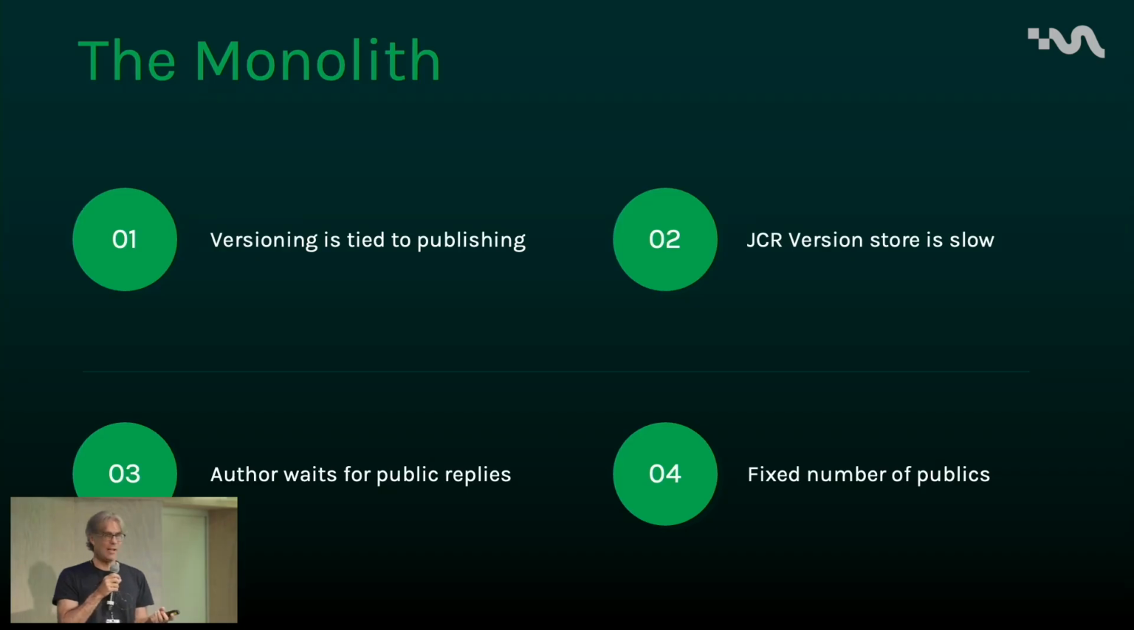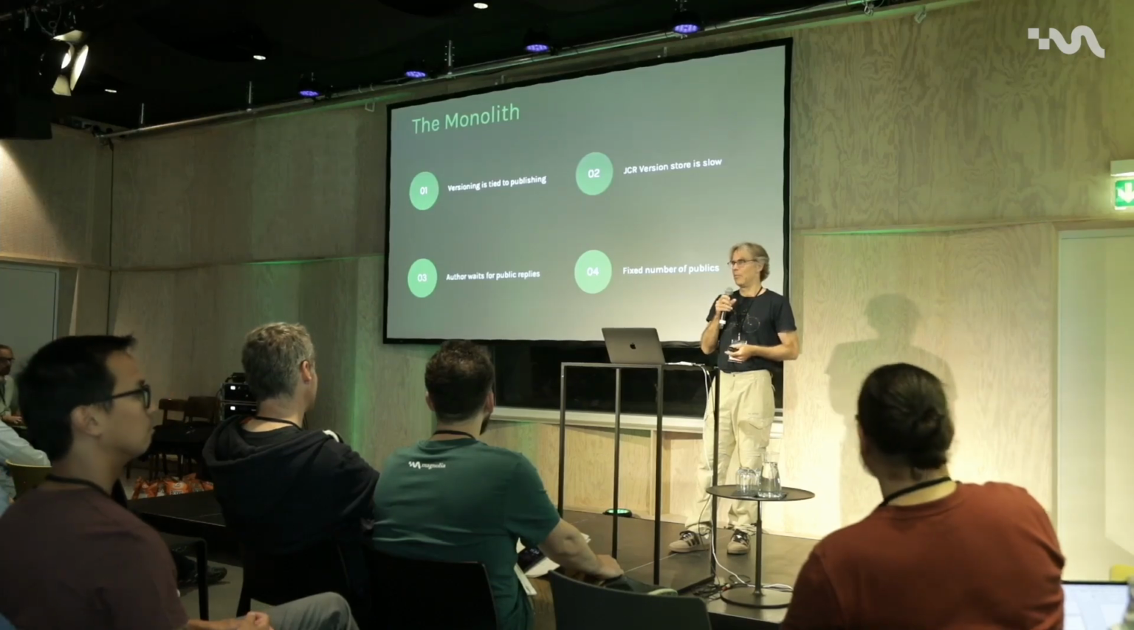Well, this works well. It works out of the box. It's relatively simple, but there are issues that you might run into when you want to scale it up. The whole thing is quite monolithic. The versioning is quite tightly tied to the publishing process. The JSON version store is slow, we know that. The author waits, I mentioned that already. The author needs to wait for the public instances to apply the content and reply back that yes, I'm done, which can take some time.